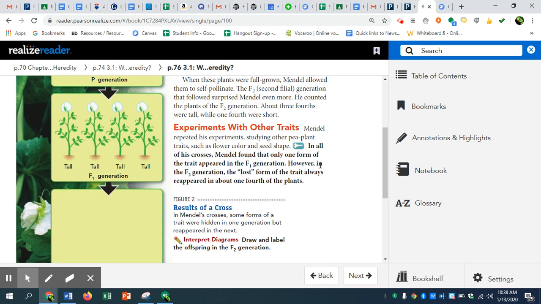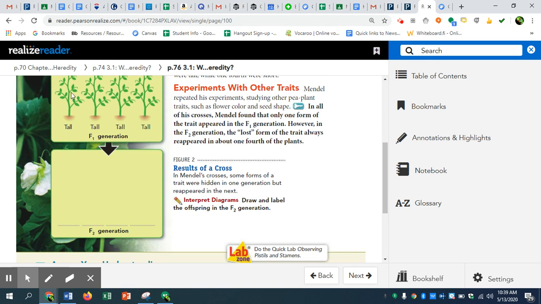However, in the F2 generation, the grandchildren generation, the lost form, quote unquote lost, and I'll tell you why that's quote unquote in a moment, always reappeared in 1/4, in a quarter of the plants in that number. Okay. It was like mathematical. So 1/4. So if we have 4 plants, 1/4 is how many? You guessed it, it's 1.